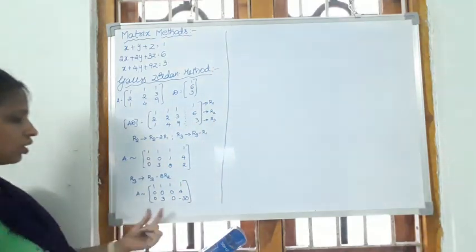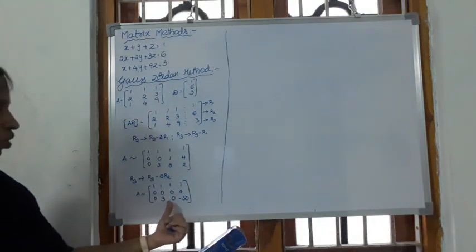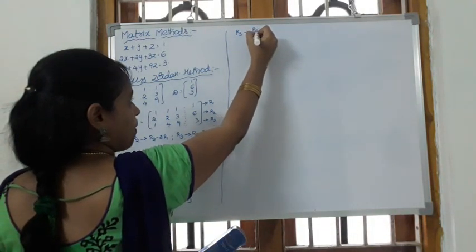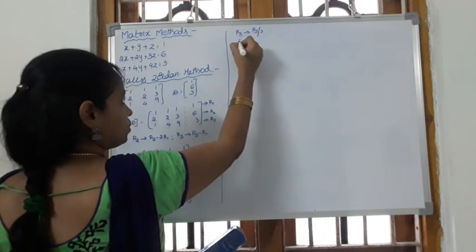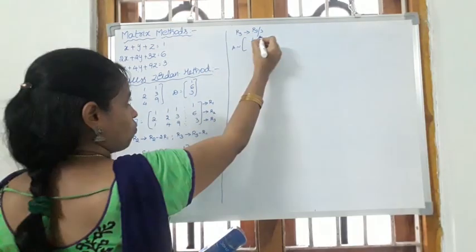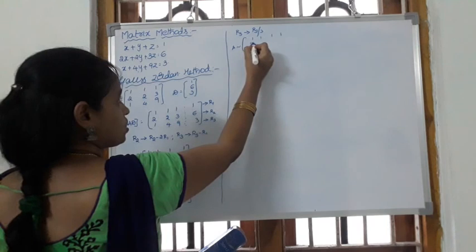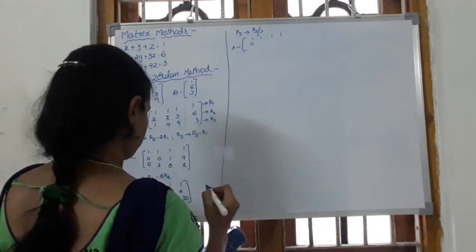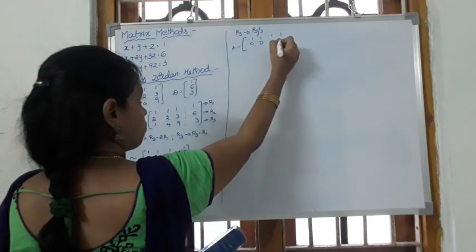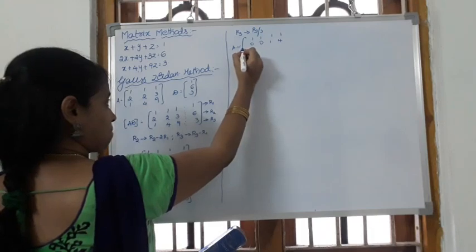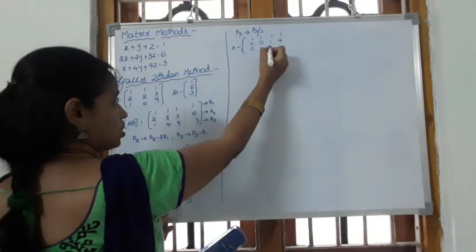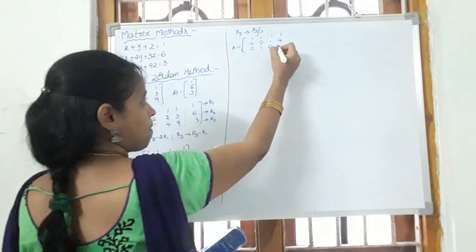Now again row 3, these elements are divisible by 3. So R3 changes as R3 by 3. The matrix becomes, first row as usual, 1, 1, 1, 1, then 0, 1, 0, 4. And the third row: 0, 3 by 3 is nothing but 1, 0 by 3 is 0, and minus 30 by 3 is minus 10.